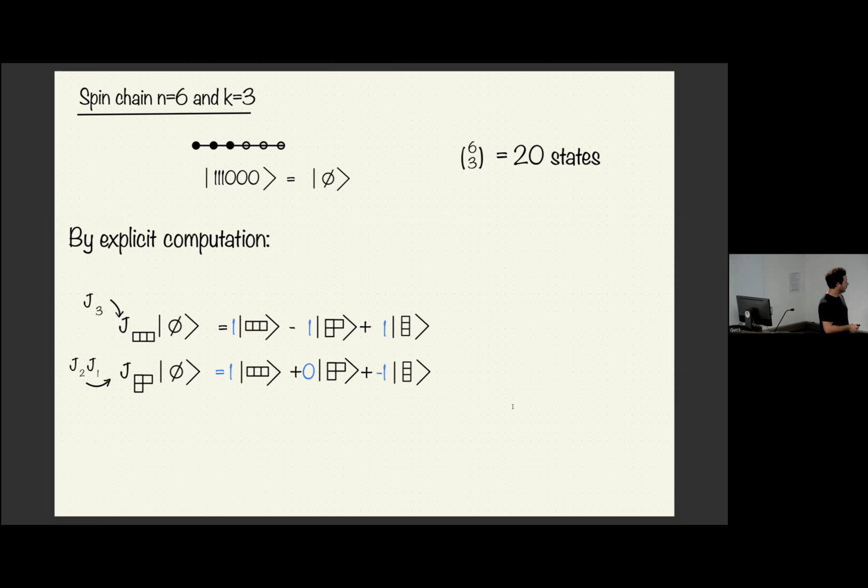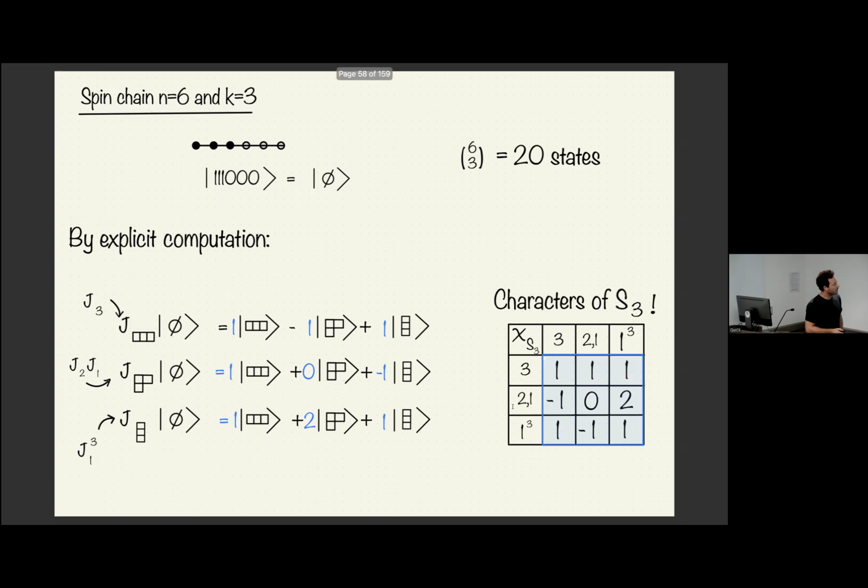Now, what if you act with the current associated to this partition? Remember that to each partition you associate a current given by the first row times the second row. So this is J2 times J1, it doesn't matter. I first act with J2 and then I act with J1, and you just do the algebra. You'll find there are some cancellations, and you get these numbers. If you do this for this other partition, you get these numbers. And if you compare to the character table of S3, you find these numbers exactly match. It kind of looks miraculous.